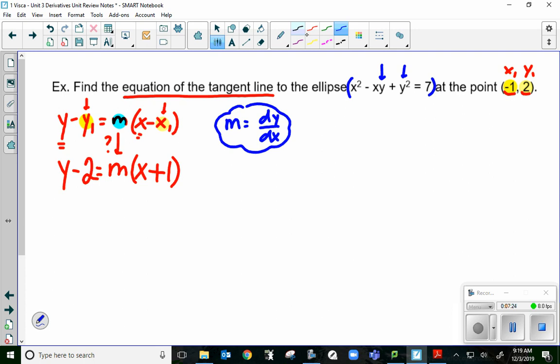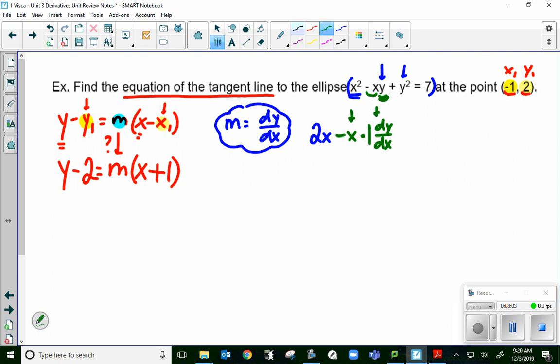Here's what we need to do. The derivative of x squared, well, that's just 2x. I've got to use the product rule here. This is negative x times y. So it is the first, negative x, times the derivative of y. I take the derivative of y just like it is in x. The derivative of x is 1. The derivative of y is still 1. So times 1. But anytime I take the derivative of y, I need to put dy dx next to it.